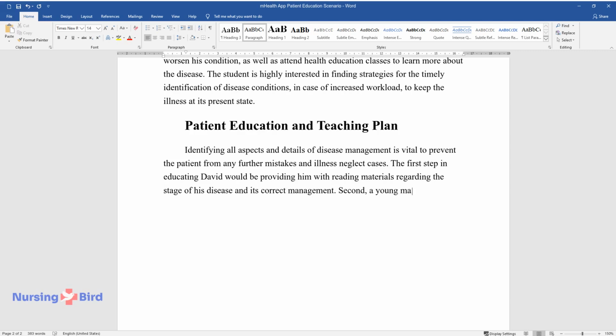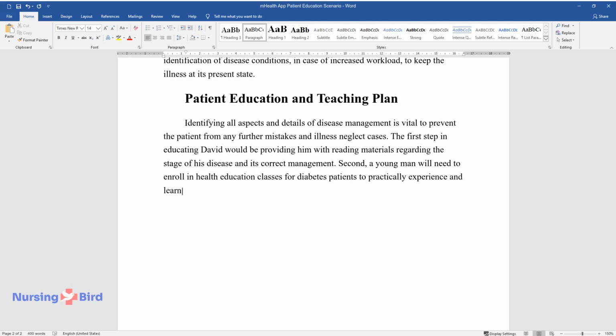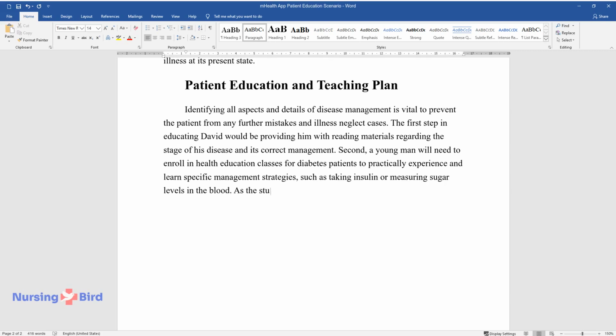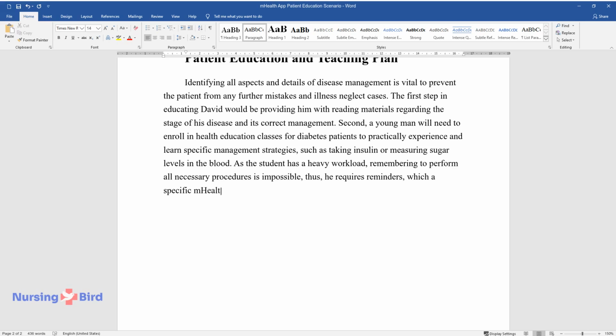Second, a young man will need to enroll in health education classes for diabetes patients to practically experience and learn specific management strategies, such as taking insulin or measuring sugar levels in the blood. As the student has a heavy workload, remembering to perform all necessary procedures is impossible. Thus, he requires reminders, which a specific mHealth app can provide.